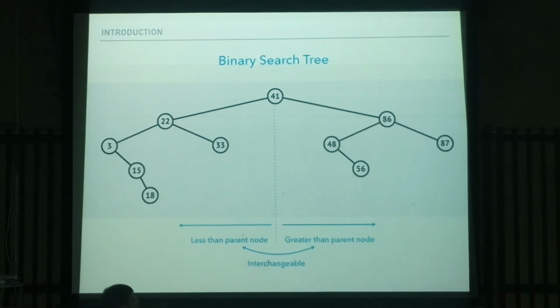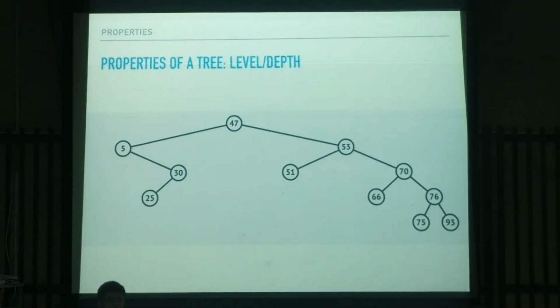Also note that sa binary search tree, every node has at most 2 children. Every node has at most 2 children. That's what makes it binary. Okay? So, let's explore a bit of the properties of trees. So, the first property we have is called the level or depth. Okay? The level or depth of a node.